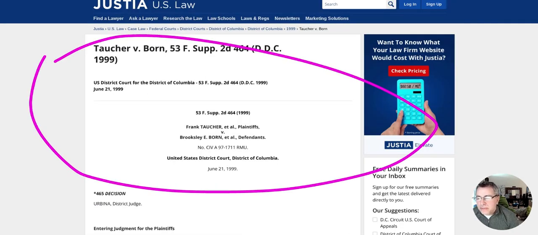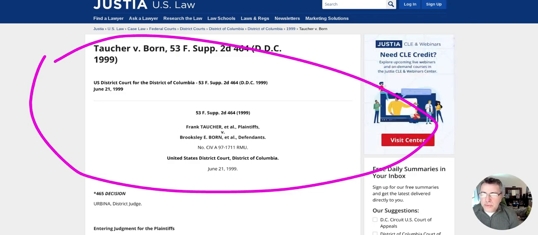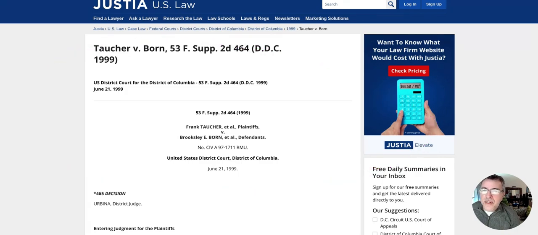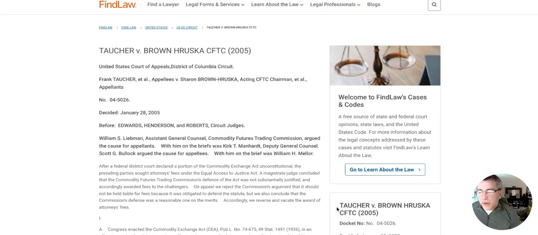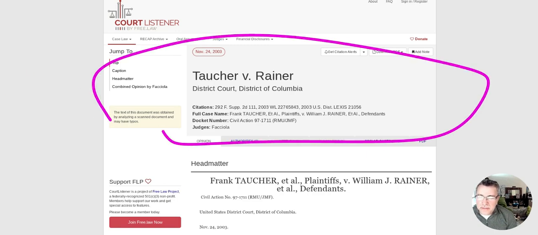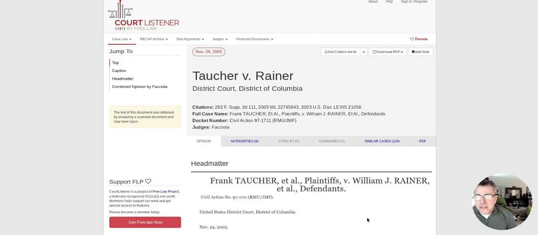Whenever you sue a commission like the CFTC or SEC, the plaintiff is generally the first name, and then whoever the chairman is at the time is the second name. So in this case, Brooksley Bourne was the chairwoman, so it's Toucher versus Bourne. And then when he sued again, it was Chairman Brown-Hruska, so it's Toucher versus Brown-Hruska. And then when he sued again, and Chairman Rayner was chairman, it was Toucher versus Rayner. So he's pretty litigious. And he passed away recently, and he passed away in 2009, apparently.